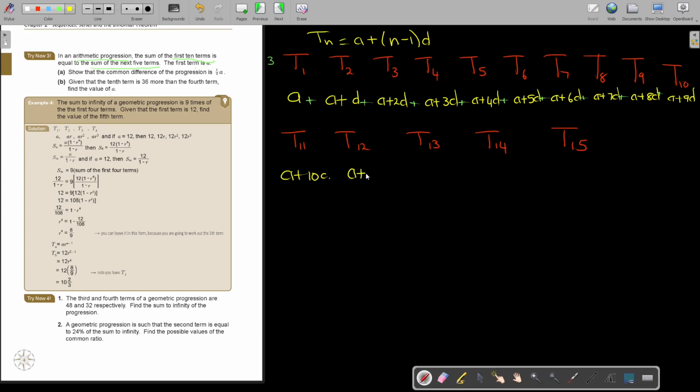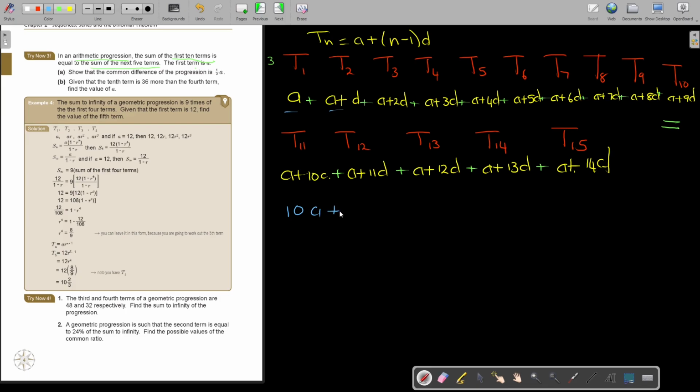So A plus 11D, A plus 12D, A plus 13D, A plus 14D. And then I'm just going to add again everything. And remember what we said is that is equal. So if I'm going to start and I'm going to add all my A's, there's going to be 10 A's on top, all the A's on top.